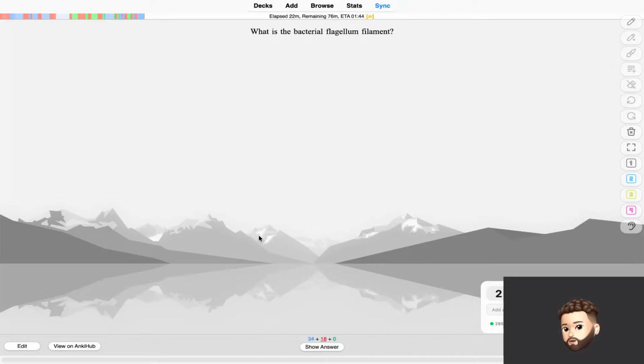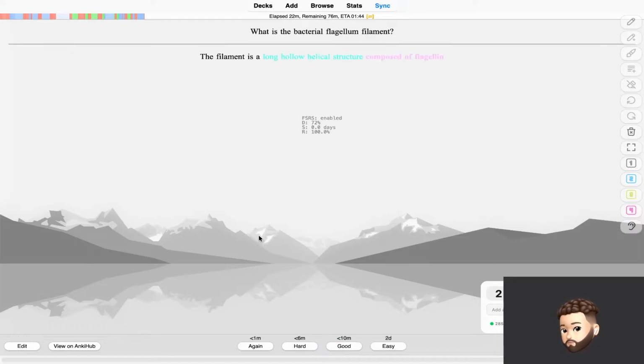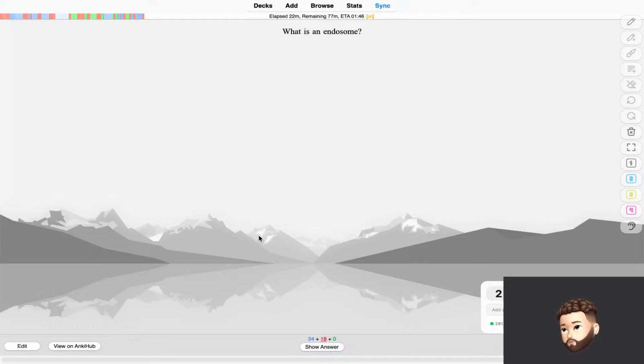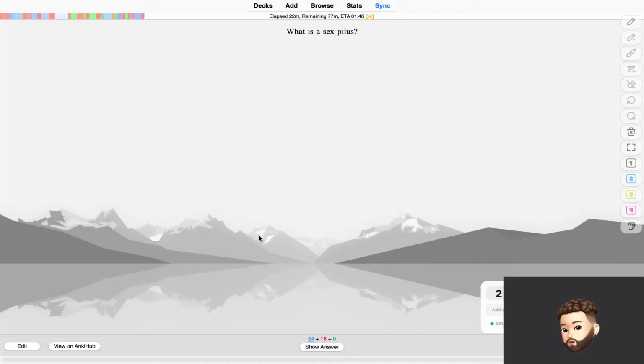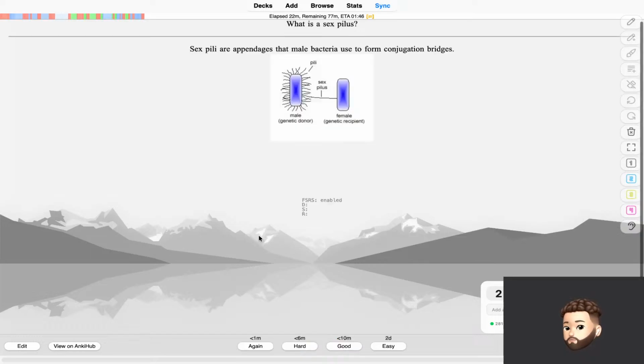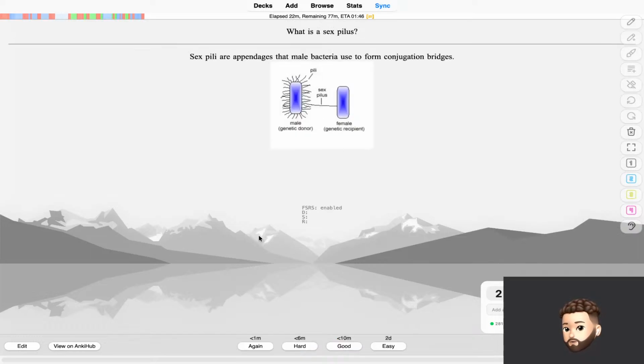What is bacterial flagellum filament? It is the long, hollow, helical structure made of flagellin. That was kind of hard. What is an endosome? An endosome is an endocytic vesicle that pinches off from the membrane during endocytosis. What is a sex pilus? The sex pilus is what helps to form the conjugation bridge during conjugation. Appendages that male bacteria use to form conjugation bridges.